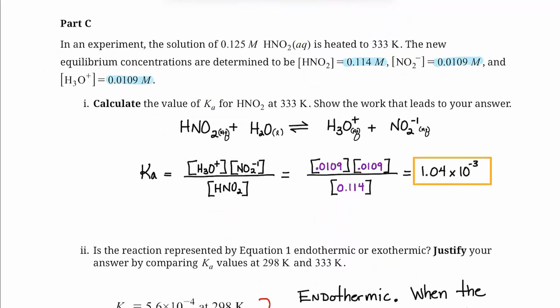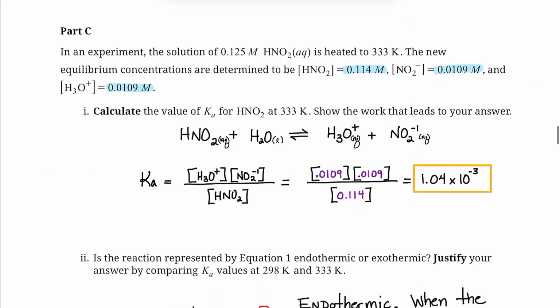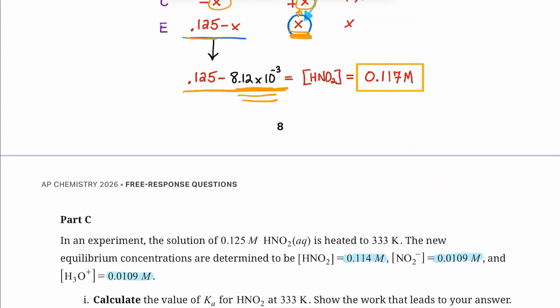Question 3, part C. In an experiment, we have a solution of 0.125 molar HNO2 that is now heated. Okay, so we're increasing the temperature. If you've been with me through the previous questions of part A and B, we've had this reaction where a weak acid is dissociating in water. And in the previous question, we figured out the equilibrium value of HNO2, which was 0.117.